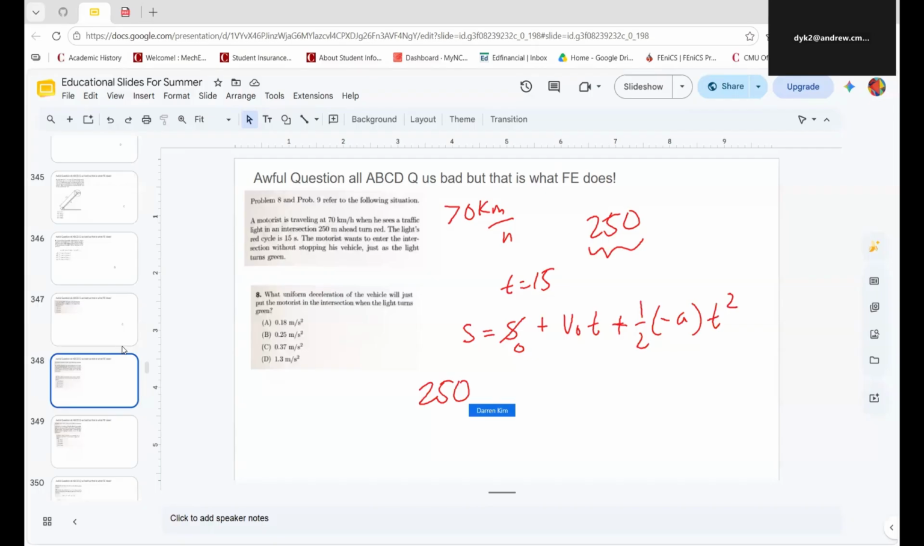We're going to have minus what? The initial velocity minus 75, which is 75 kilometers per hour. Why are all these FE questions in kilometers per hour? It's just annoying to actually change back to this. It's so annoying now.